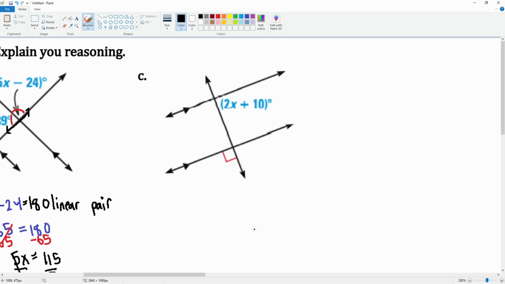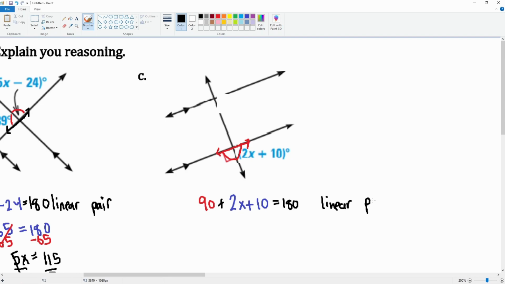Next, let's take a look here. We can grab this angle and we can now just slide it down. Notice it is right here. And we notice that it forms a linear pair because this is a line. So that 90 degrees added with that 2x + 10 is going to be equal to 180 because of linear pairs.